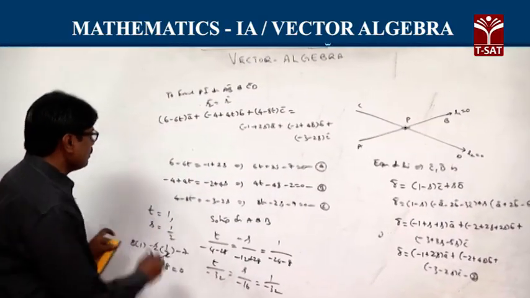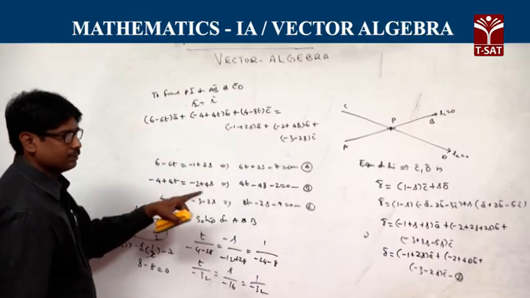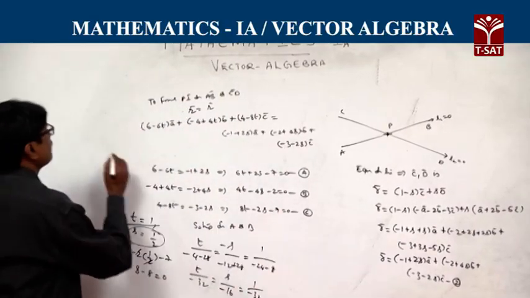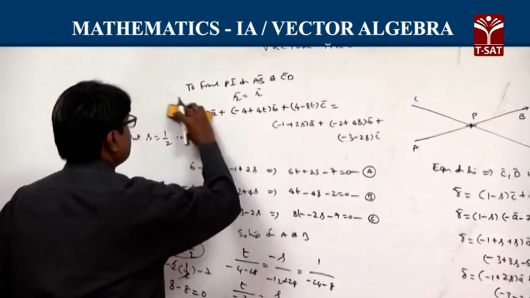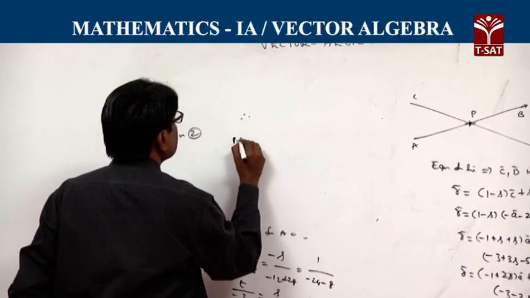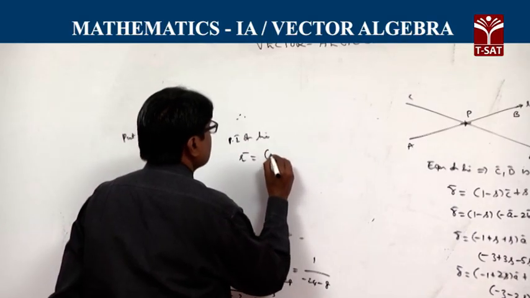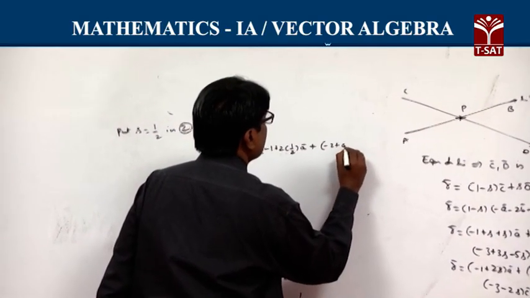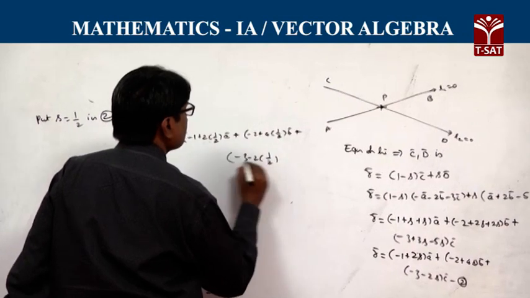To get the point of intersection, you put t in the first line equation or s in the second line equation. Okay. Substituting t in the first line equation, or, since we already have s, put s is equal to 1 by 2 in the second line. Therefore, point of intersection of lines, r bar is equal to, as we substituted s here, minus 1 plus 2 into 1 by 2 times of a bar plus minus 2 plus 4 into 1 by 2 times of b bar plus minus 3 minus 2 into 1 by 2 times of c bar.